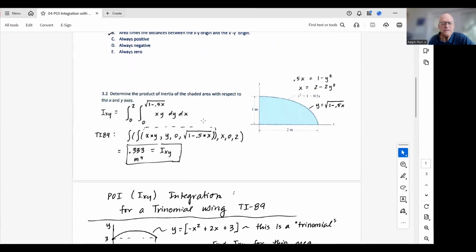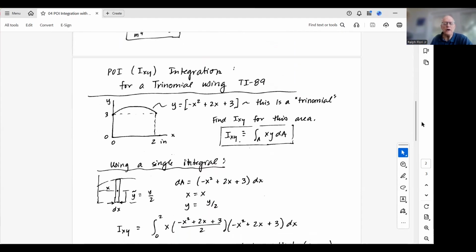And so it's easiest to just use a double integral and use your calculator. So it's equal to the integral of xy dy dx. And we just take y from 0 to the square root of 1 minus 0.5x, and x from 0 to 2. Plug that into your calculator, and you get Ixy is equal to 1/3 meters to the fourth. It's just easier to do it on your calculator.